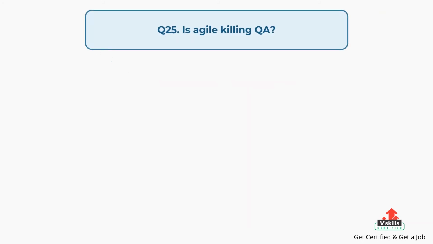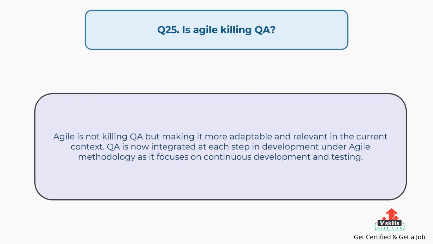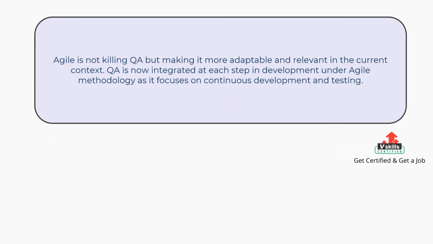Question number 25. Is Agile killing QA? The answer is: Agile is not killing QA but making it more adaptable and relevant in the current context. QA is now integrated at each step in development under Agile methodology as it focuses on continuous development and testing.